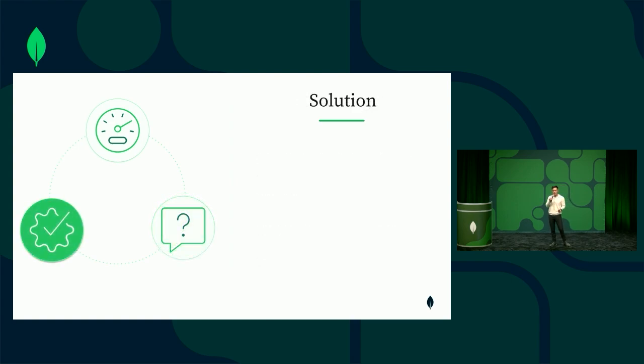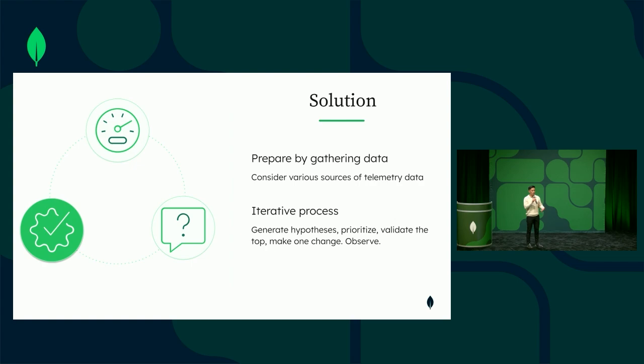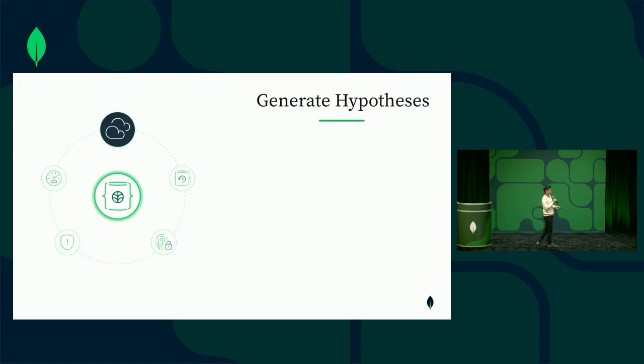Okay, so in order to solve this problem, we're going to follow a few steps here. The first thing is we're going to gather data, and we're going to look at some of the tools that we have available in MongoDB Atlas and how we'll use that information to work through our iterative process. So let's put this into practice.